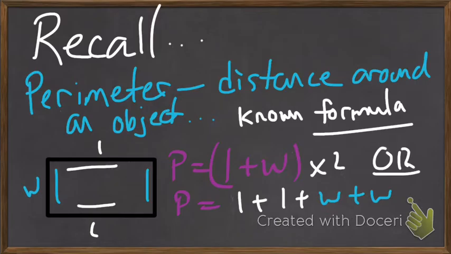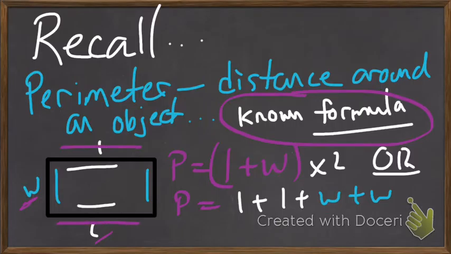So if we can recall from our last video, the perimeter of an object is the distance around that object. And in general, we have a known formula for perimeter. Depending on what our object is, for example, we have a rectangle here. On a rectangle we have a width and a length, and there's actually two of each. On top here, that's one length, underneath that's another length, and on either side is our widths. The two widths are the same length, and the two lengths are the same length.